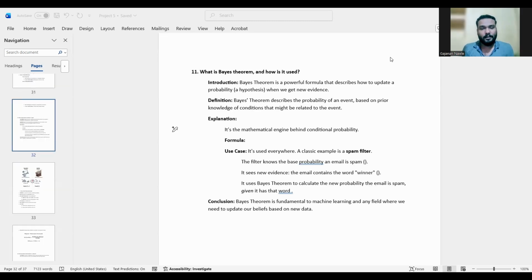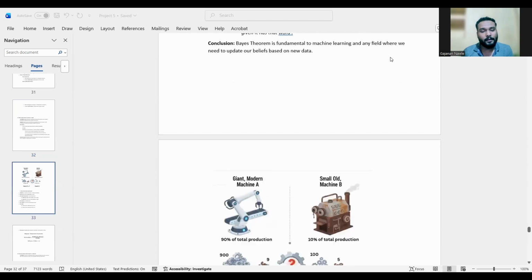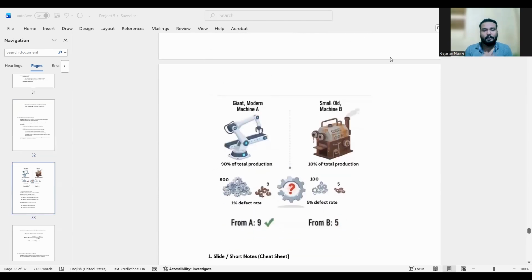So the next question is, what is Bayes theorem and how is it used. Bayes theorem describes the probability of an event based on prior knowledge of conditions that might be related to the event. To explain this, I want you to visualize a manufacturing plant with two machines. Let's call them machine A and machine B. If you look at this image, there are two machines, machine A and machine B.